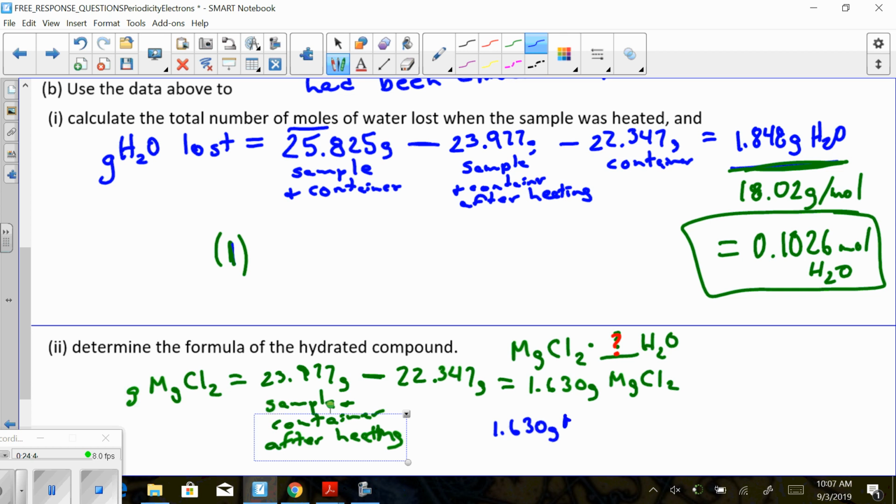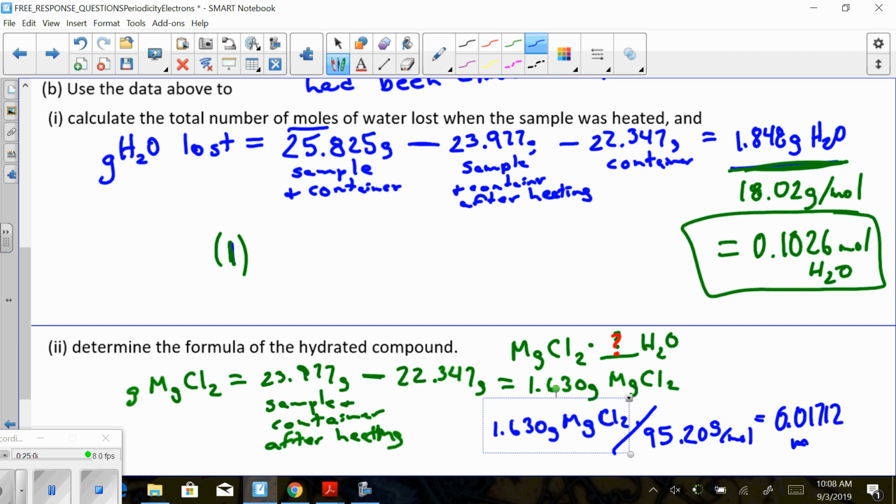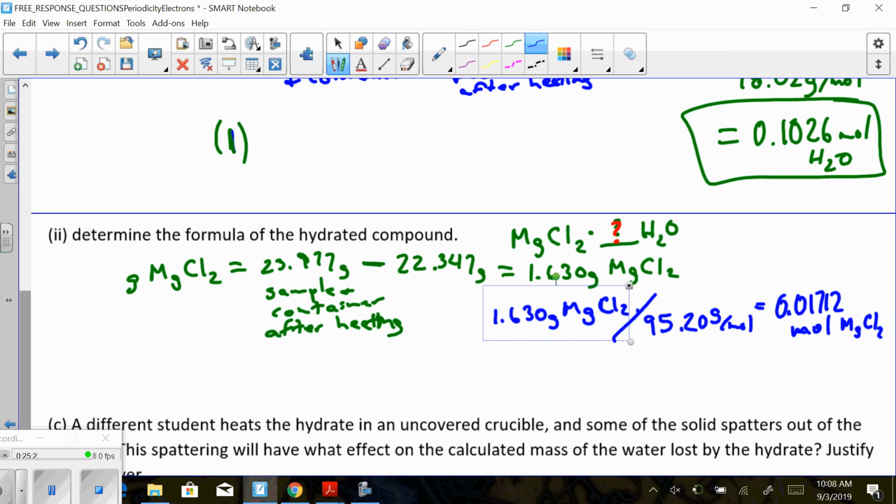1.63 grams magnesium chloride divided by the molar mass of magnesium chloride, and hopefully you figured the mass of magnesium chloride, it's 95.2 grams per mole. And that gives you 0.01712 moles of MgCl2. Okay, so now we know how many moles we started with of water, and we know how many moles we started with of magnesium chloride. So now all we have to do is figure out the ratio between the two.